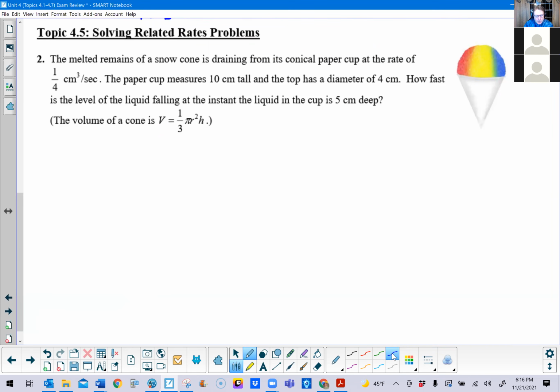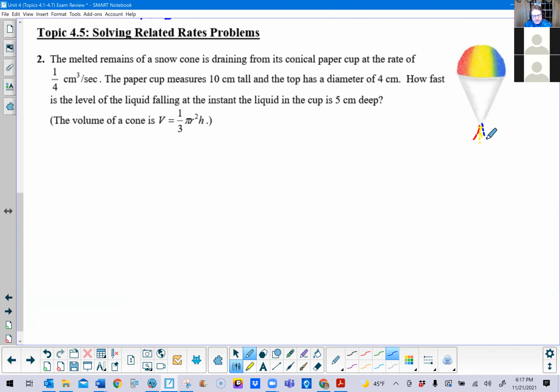The melted remains of a snow cone is draining from its conical paper cup. You've all been there, right? You've all had that snow cone. You look down, you see all that juice. The rate at which the sticky remnants of your snow cone is draining is 1/4 cubic centimeter per second, right? It's coming right out the bottom here. You've got your blue raz, you got your cherry, and you've got your yellow. What flavor is yellow? Banana? I don't know. So all of that stuff mixed together, which probably at that point looks like a dark purple, is draining from the bottom.